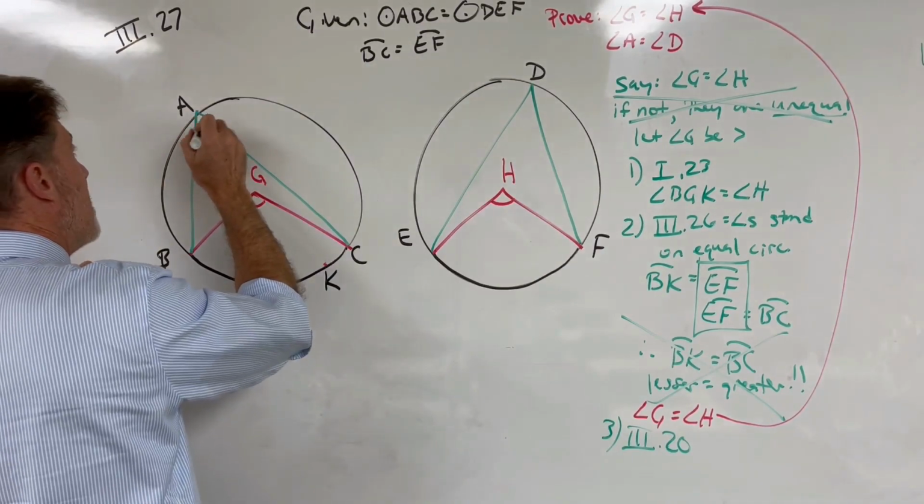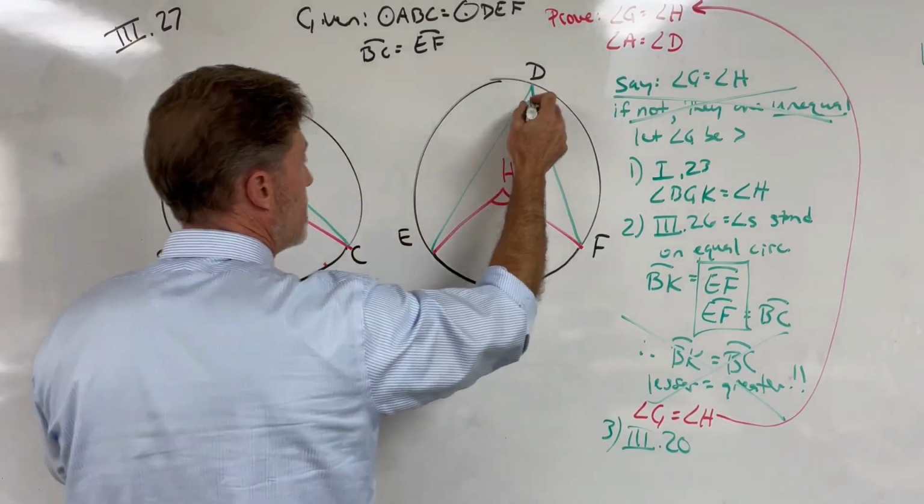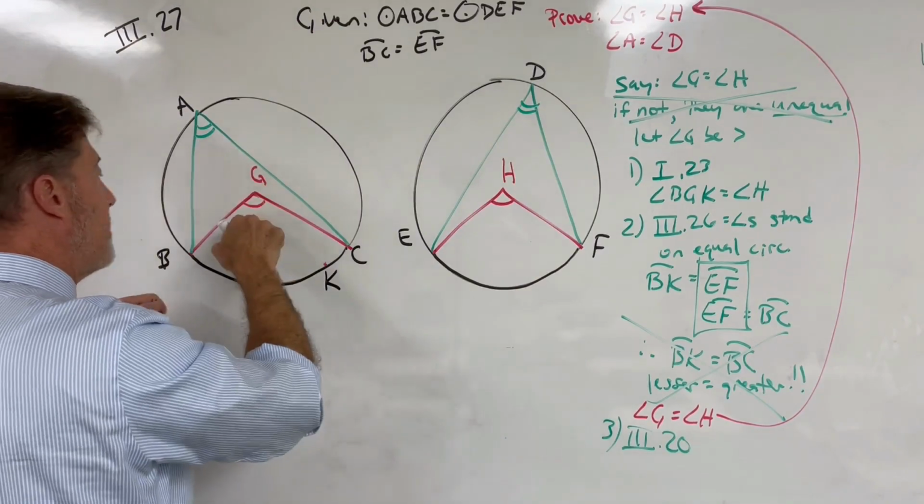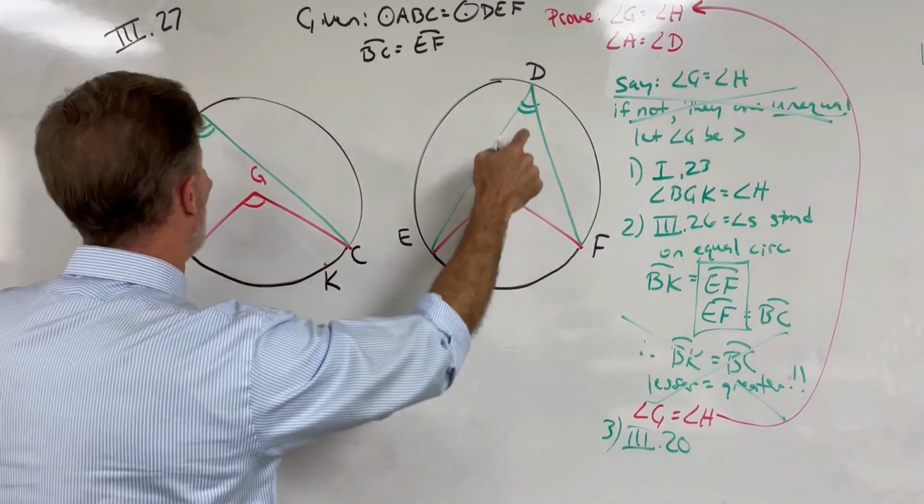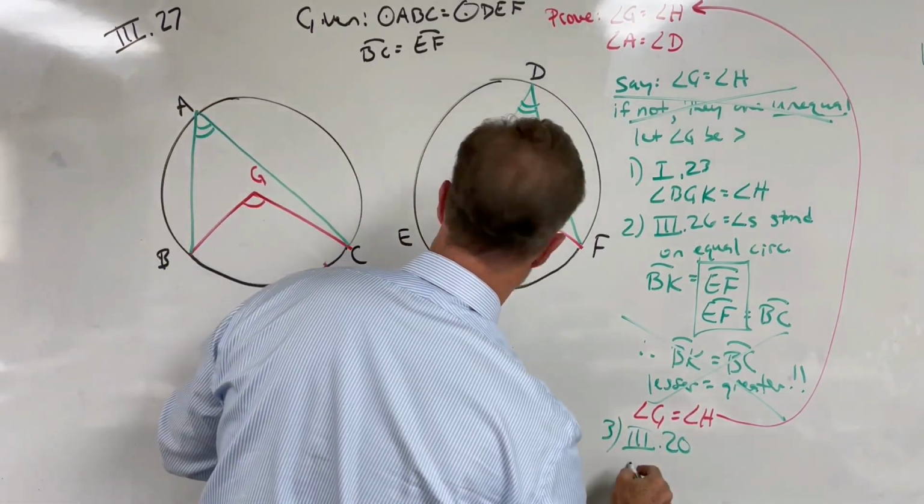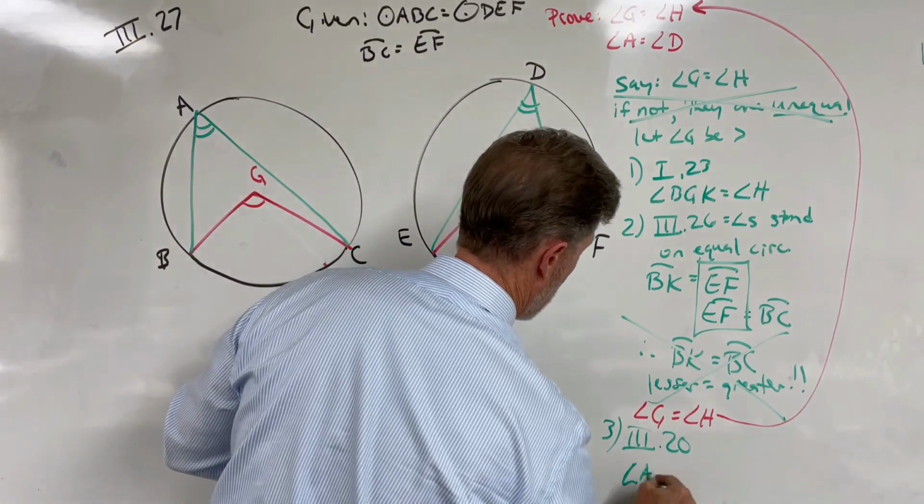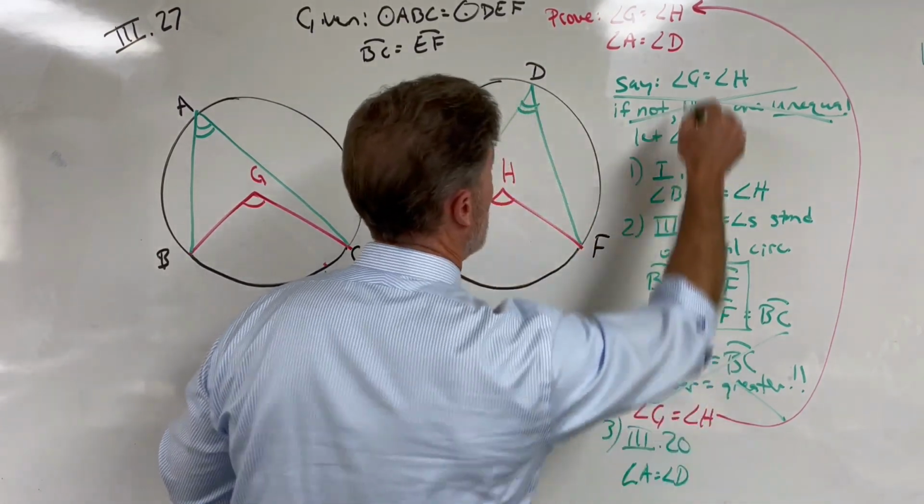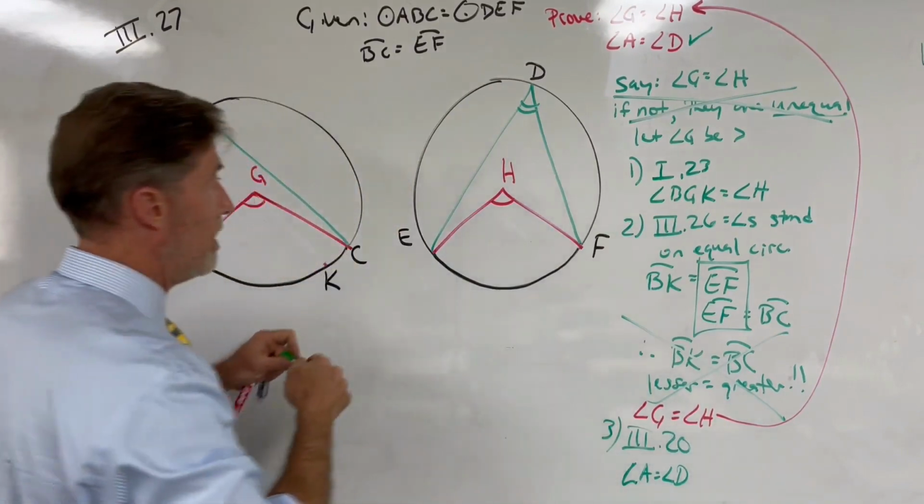Therefore, angle A is equal to angle D. This is equal to half of this. This is equal to half of this. These are equal. Therefore, these are equal. So angle A is equal to angle D, which is the second thing we're going to prove.